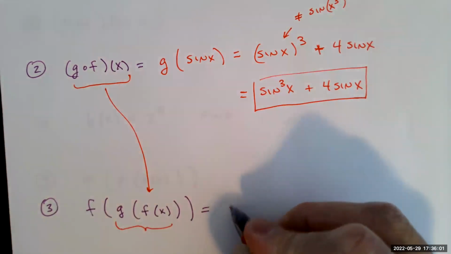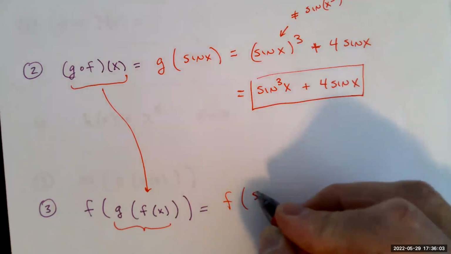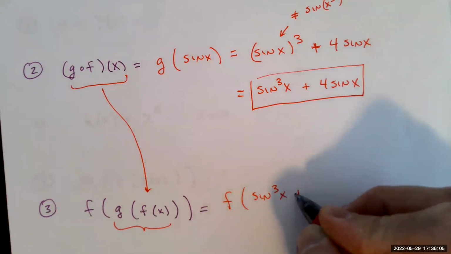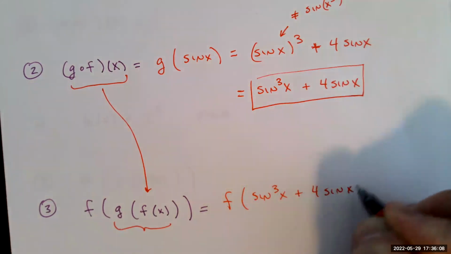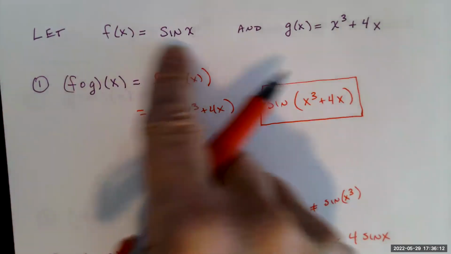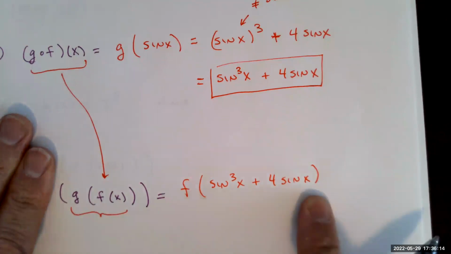So this will be f of what? Sine cubed x plus 4 sine of x. And what is f of x again? f of x was just sine of x. So I'm going to take the sine of all this stuff.